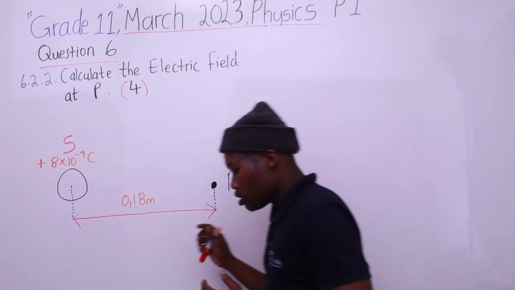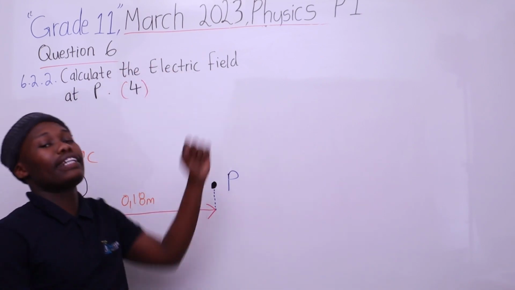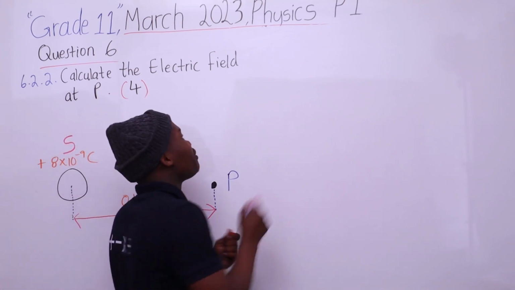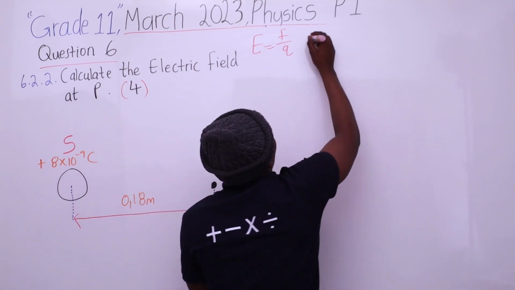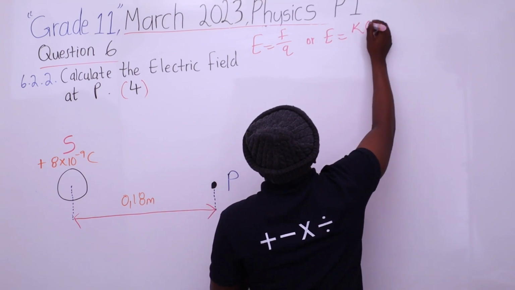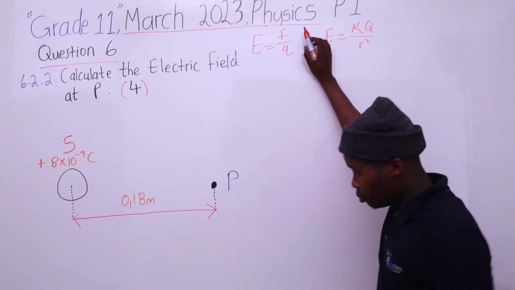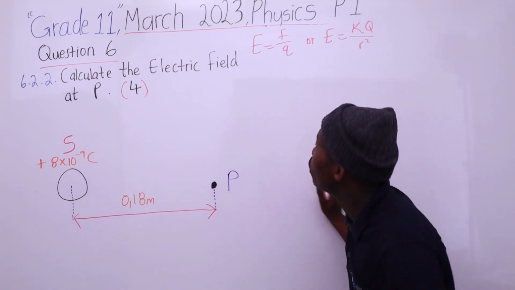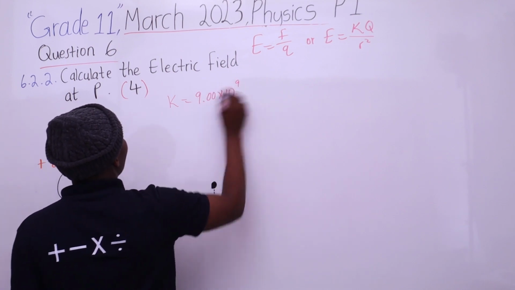Alright, the last question, from the March 2023 paper, for grade 11. Calculate the electric field at point P. Electric field has two formulas: E is equal to F over Q, which reminds us of the definition, or E is equal to KQ over R squared. Do we have F? We don't. We have a Q, and an R. Remember, K is given as 9,00 times 10 to the power 9.